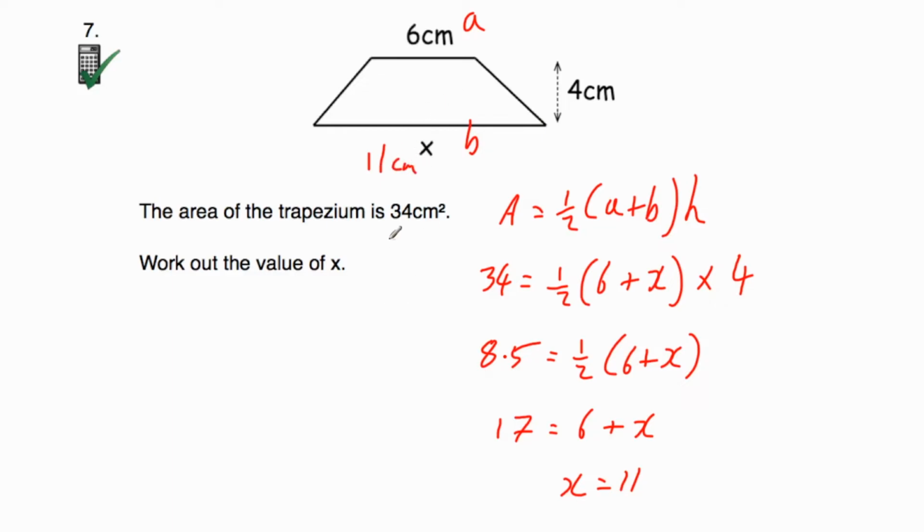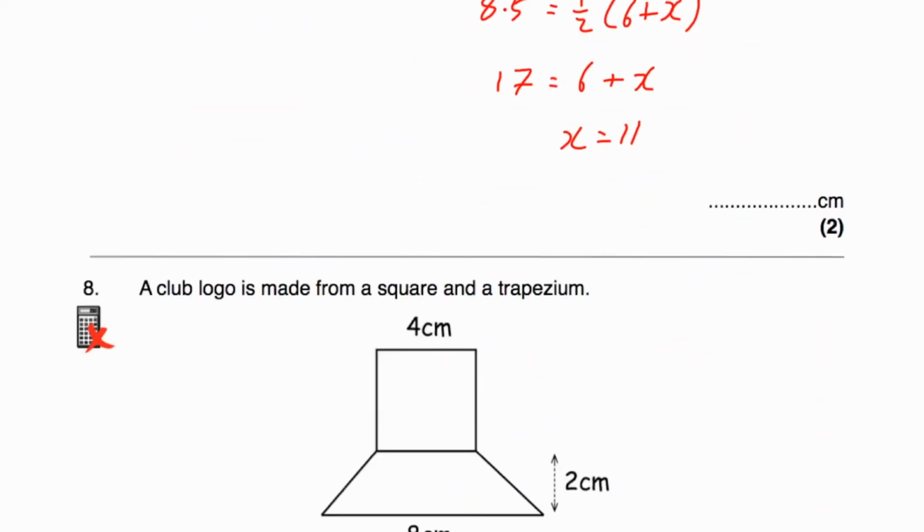So this question was a little bit different. We were given the area, and we were asked to find the length of one of the parallel sides. So we worked backwards. We took our area, we divided it by the height to give us 8.5. We doubled it to get what the two parallel sides added together would be, which was 17, and then we took away 6 to leave us with 11, and that's it. Okay, let's have a look at our next question, question number 8.